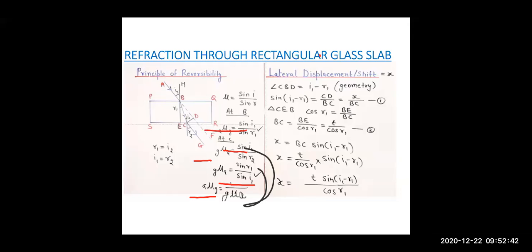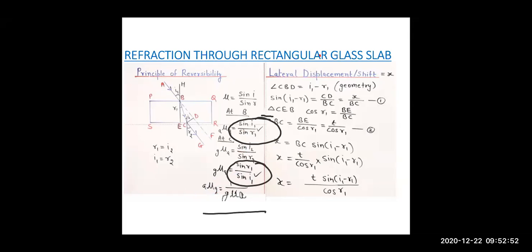So R1 by this can be written as, this is the reciprocal of this. So this can be written as 1 over refractive index of air with respect to glass. So it shows the reversibility principle. Okay, children. So this is your reversibility principle.